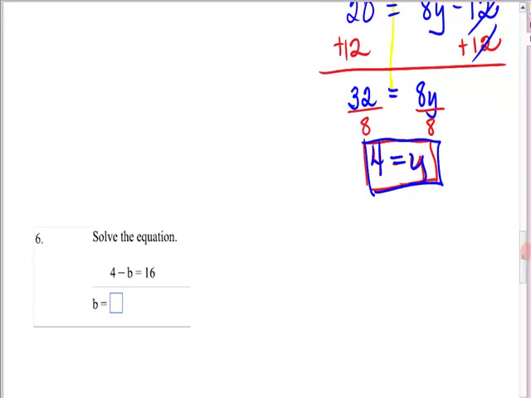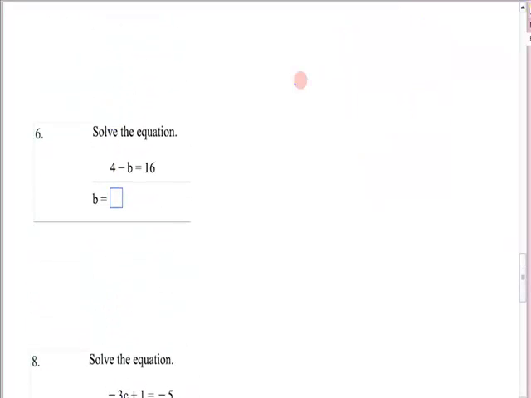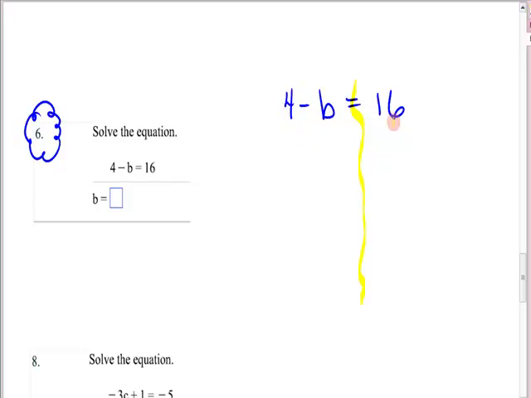All right, I want to do number 6. Looks like a really simple problem. It doesn't have a whole lot to it, but it does have a very unique characteristic. I have 4 minus b is equal to 16. So I'm going to put a little curly Q around that because I really want you to pay attention to it. How could something so small be so important? Well, can you simplify on the left? No. Can you simplify on the right? No. Do you have letter B on both sides? No. Okay, so all my attention is over here.